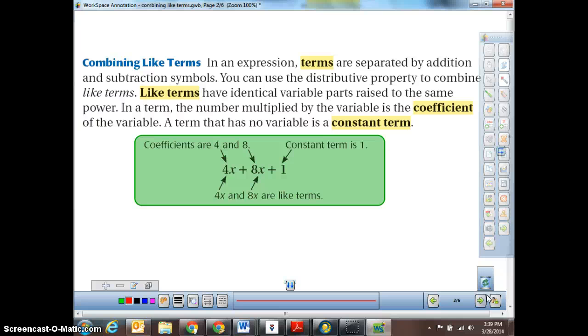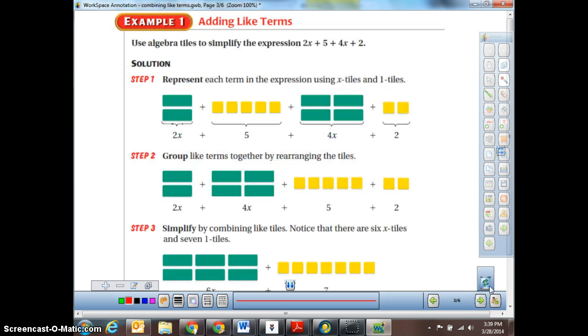So again, we have another example here. We've got 4x plus 8x plus 1. 4x and 8x would be considered like terms. They both have x's to the first power. The coefficients would be 4 and 8. The constant is 1. So another diagram to help us figure out those vocabulary words. Here we have a way to show it visually, how we would combine like terms.